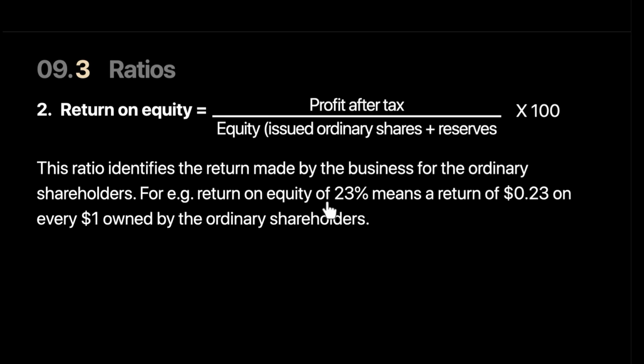So if I get an answer of 23%, that means if you invest $1 as a shareholder, you get that return. Remember, in return on capital employed, I was looking at it from the entire business perspective. Over here we're looking at this from the perspective of a shareholder. So we need to differentiate between return on capital employed and return on equity. Now let's move on.